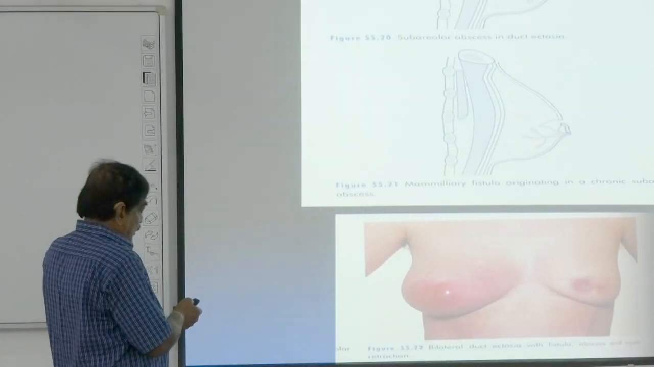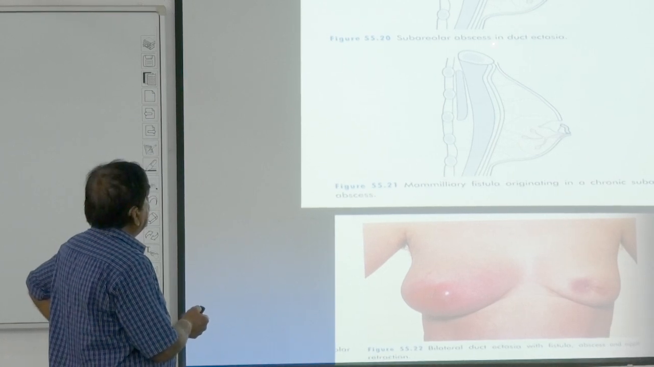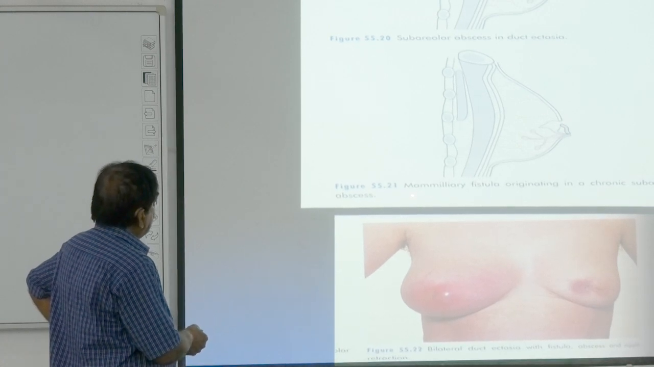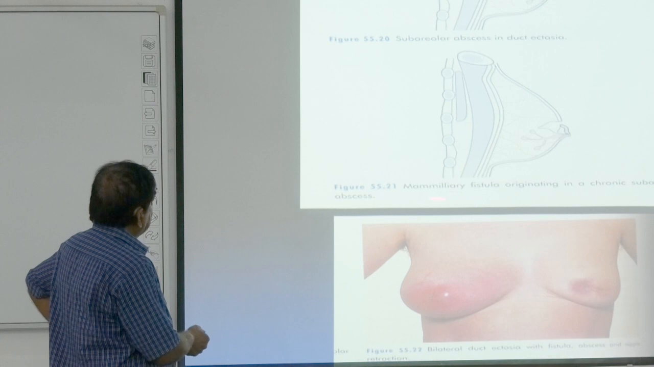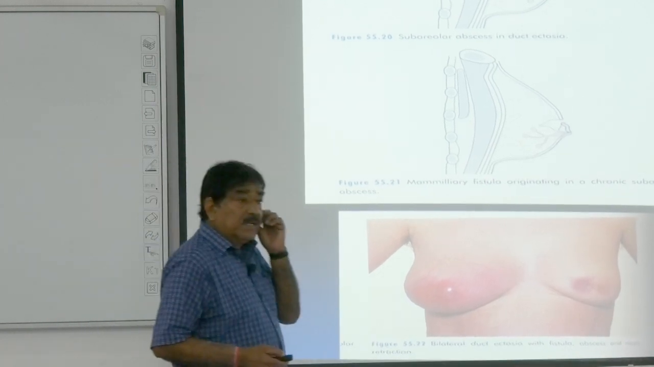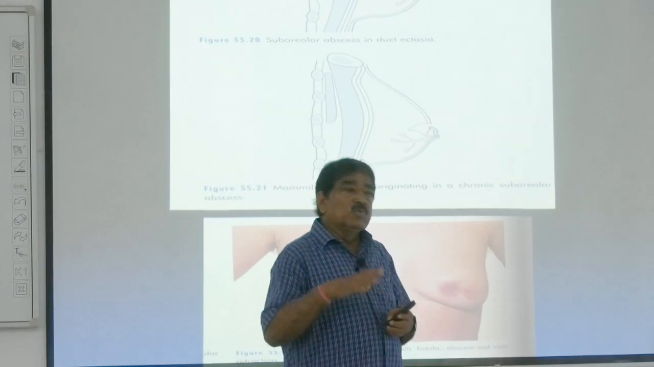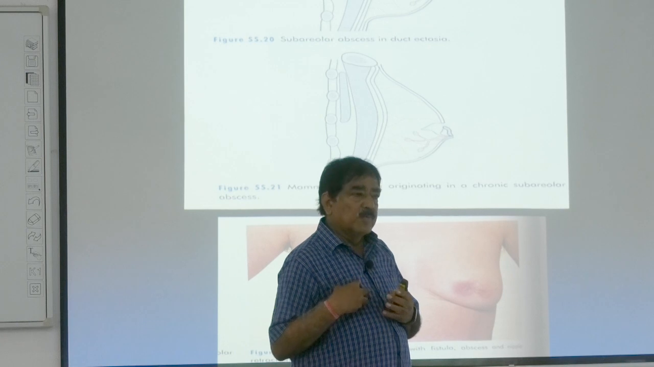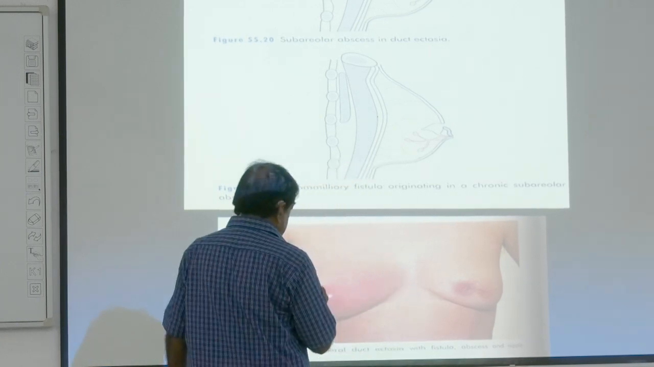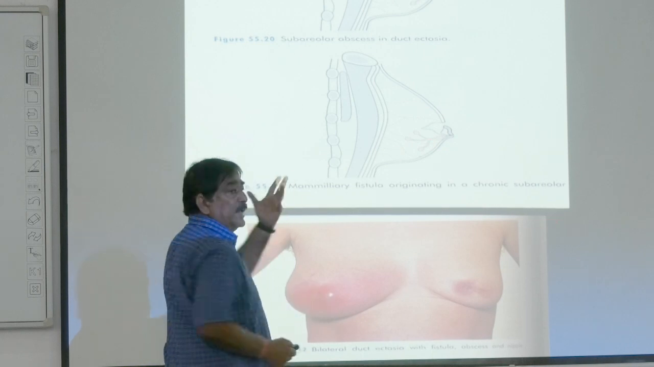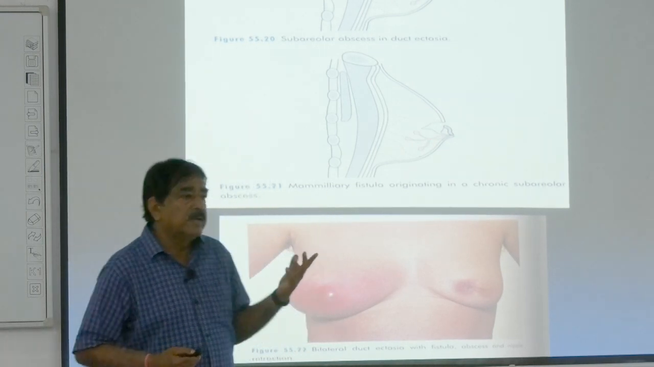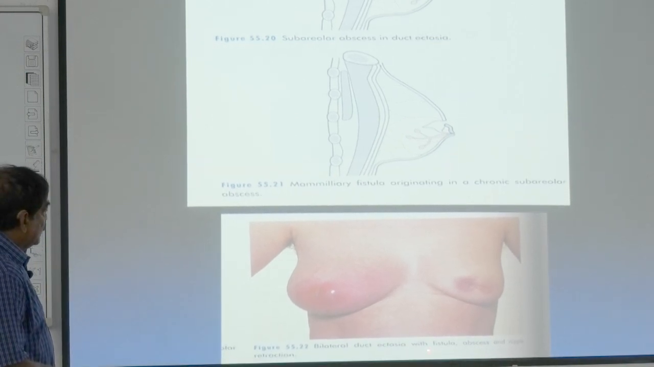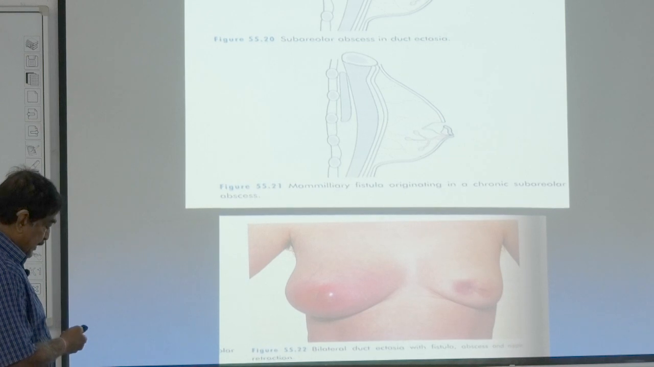Now, subareolar abscess in duct ectasia. Now, mammillary fistula originating in a chronic subareolar abscess. Now this is an important thing. You have to manage this. You do an ultrasound and whatever investigations I told you. Then you plan your operation. In these cases, what you have to do is excise the affected part, not the whole breast. That is the beauty of the woman. So now, bilateral duct ectasia with fistula, with nipple retraction.